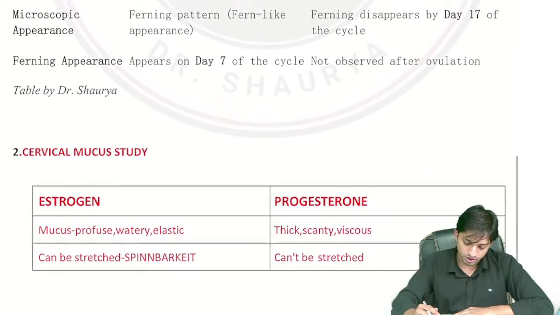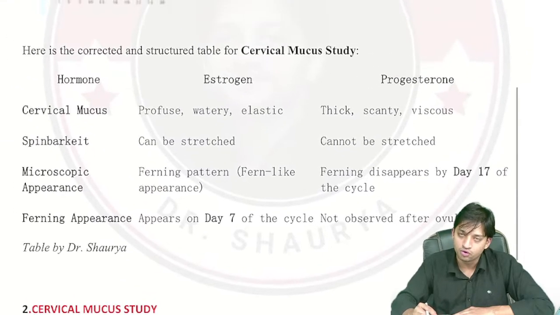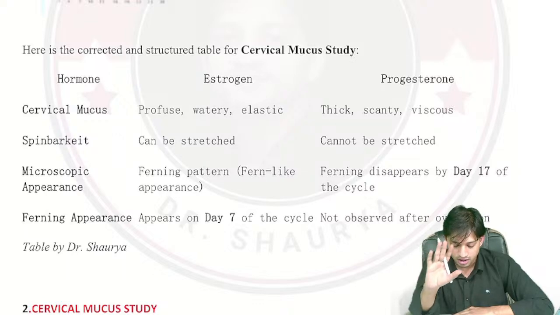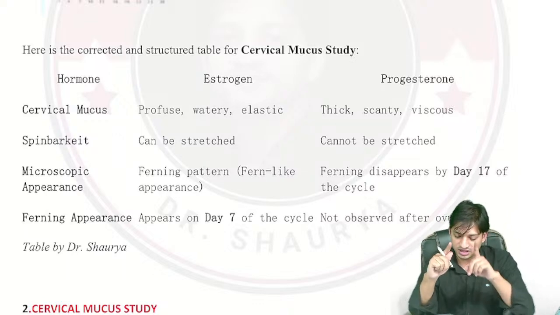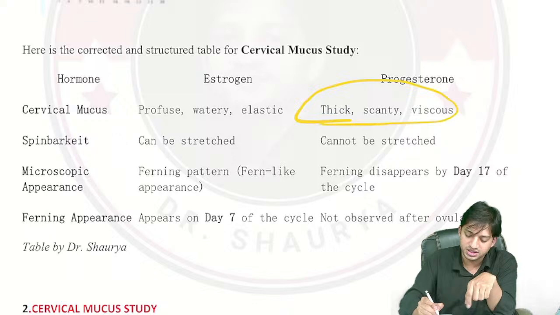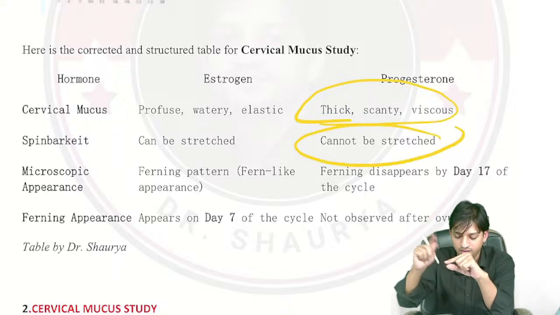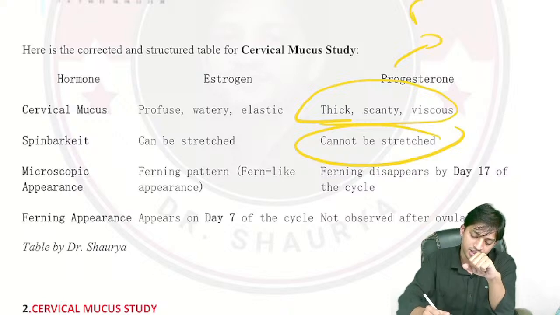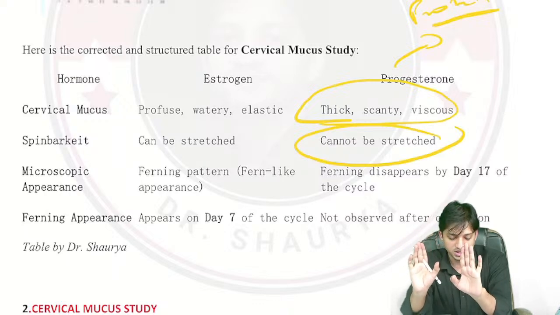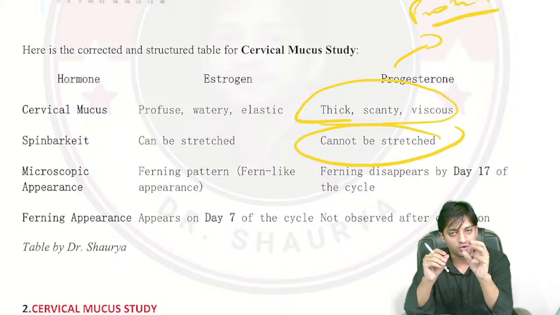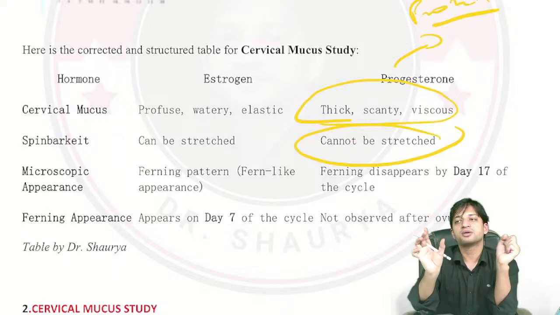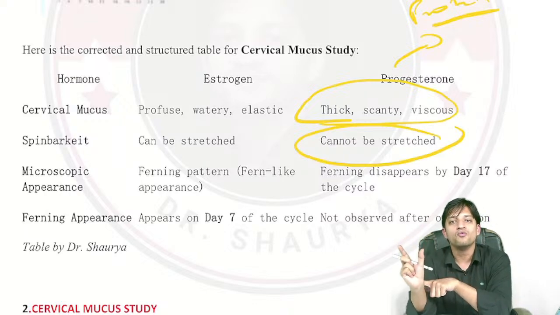Then you have to do one more thing: study the cervical mucus. By doing the cervical mucus study, you can decide whether ovulation has taken place or not. Very simple. If the cervical mucus becomes thick, scanty and viscous, and it cannot be stretched, then that means progesterone has reached its peak, which means ovulation has taken place. Cervical mucus is normally profuse, watery and elastic. If it becomes thick, scanty and viscous, that means ovulation. This is also an indicator for ovulation.